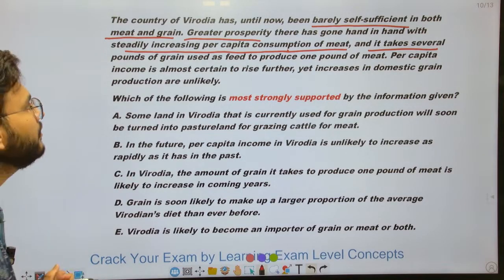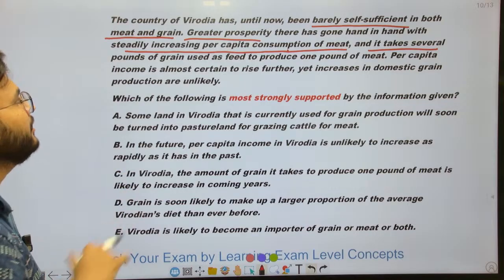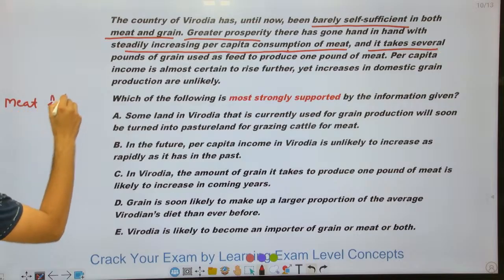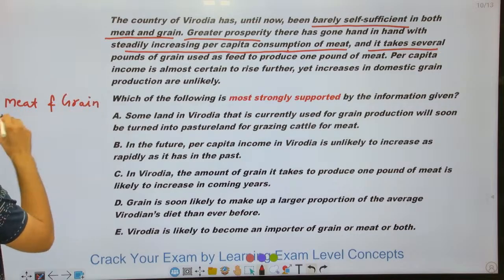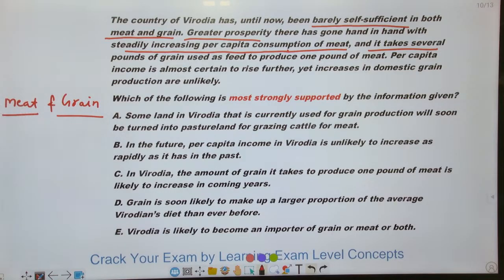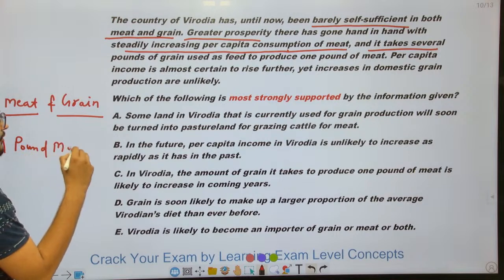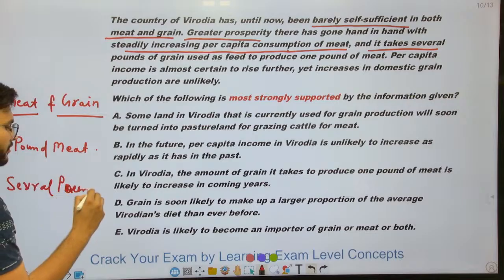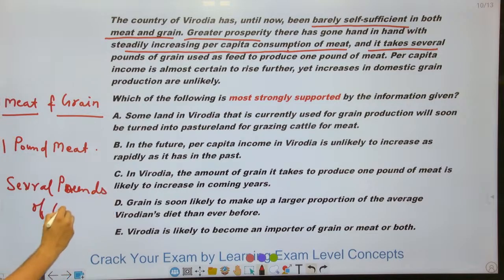And already I know that I am barely self-sufficient in both meat and grain. First of all, I am only barely sufficient in both of them. Next, to produce 1 pound of meat, I need several pounds of grain, and I am only barely sufficient in both meat and grain.